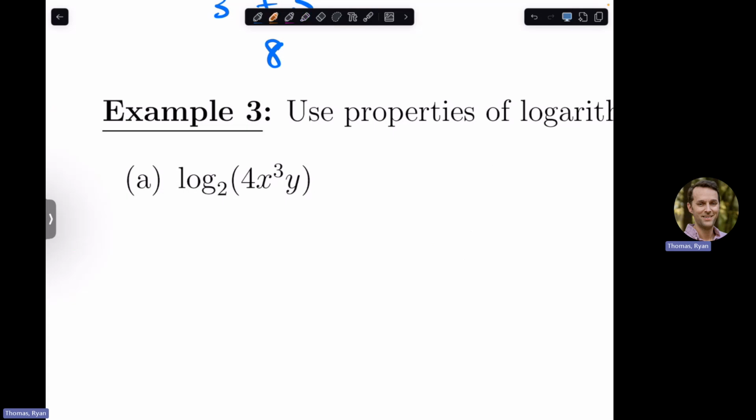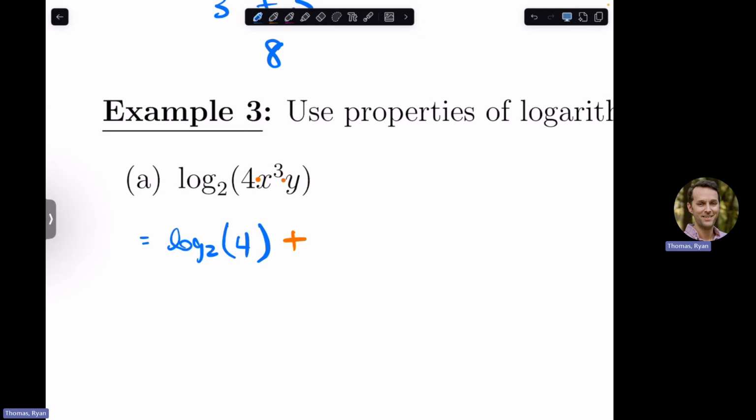So this is 4, and even if you just read this aloud and narrate what's happening, 4 times x cubed times y, that's got 2 multiplications in it, right? 4 times x cubed times y. Log properties say I can break multiplication up, and when I do, where I had multiplication before, instead I get addition. So this would be the log of 4. It's a log base 2 because this was base 2, right?